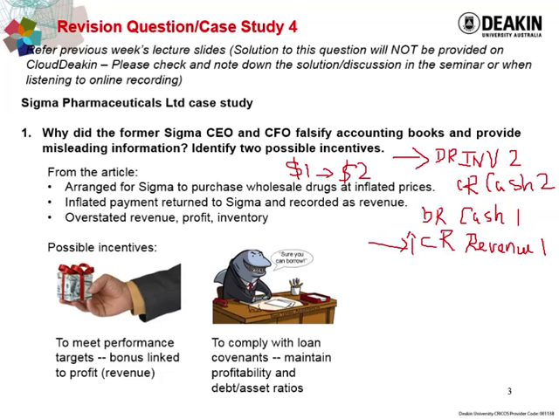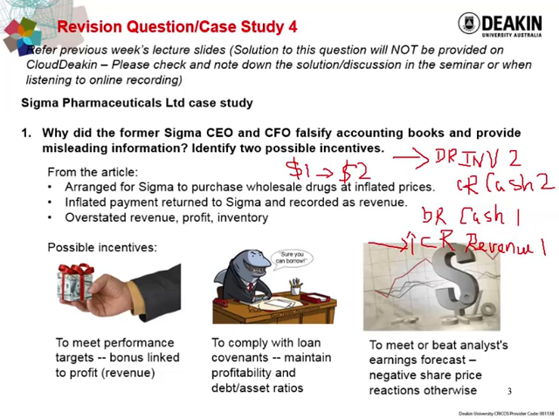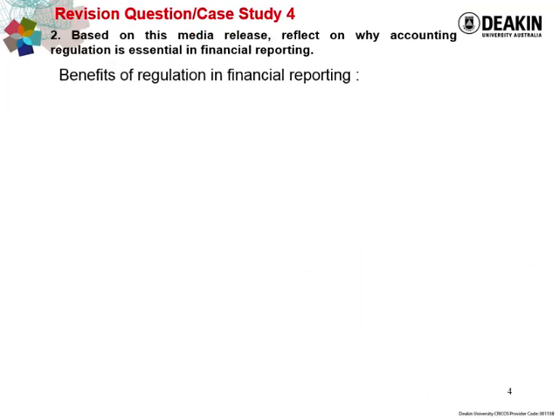Another incentive that we can mention is to probably meet or beat analyst earnings forecasts. Because Sigma is a listed company, the market is always watching the performance. If the company fails to meet certain earnings target, there will be negative share price reactions. And of course, you may think of other plausible incentives. So feel free to use the discussion forum to discuss it further. Let's look at the next question.